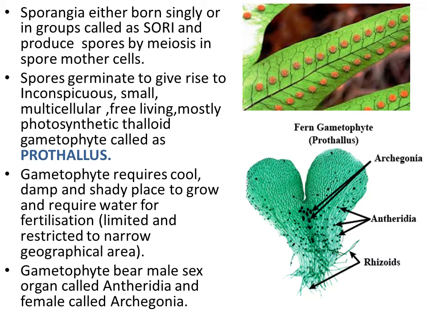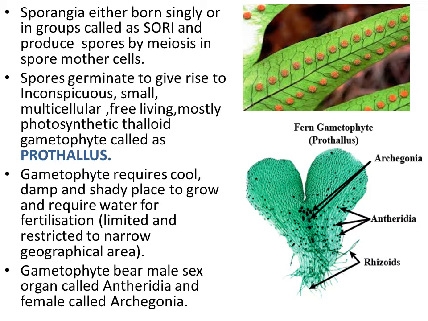And the next is sporangia. See, if these sporangia are borne singly or in groups, if they are present in groups, they are called sori. Sori is for plural, and if we talk about singular, we call it sorus. And in these sporangia, they produce the spores by meiosis in the spore mother cells. That is, they produce the haploid spores.